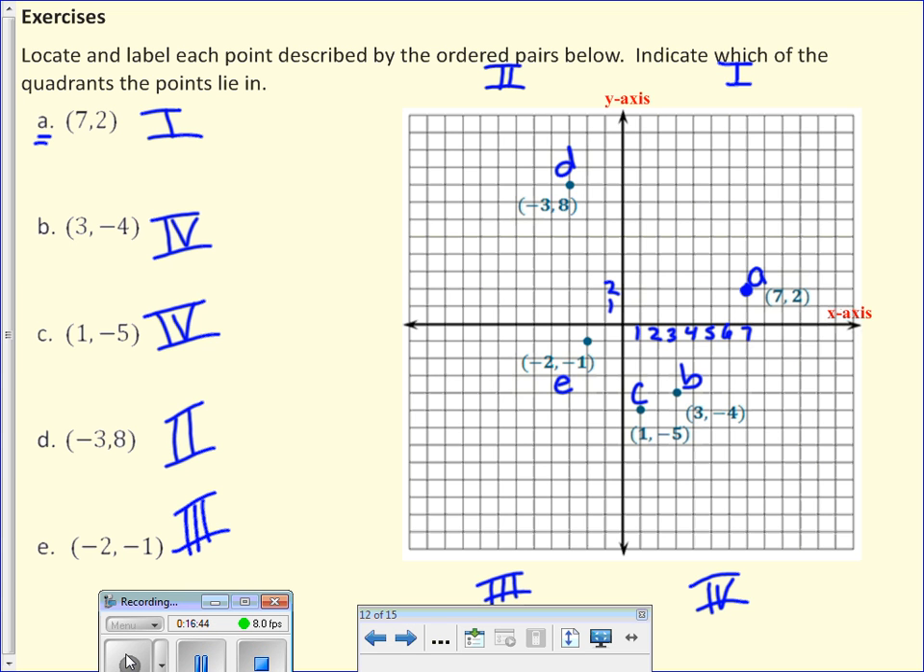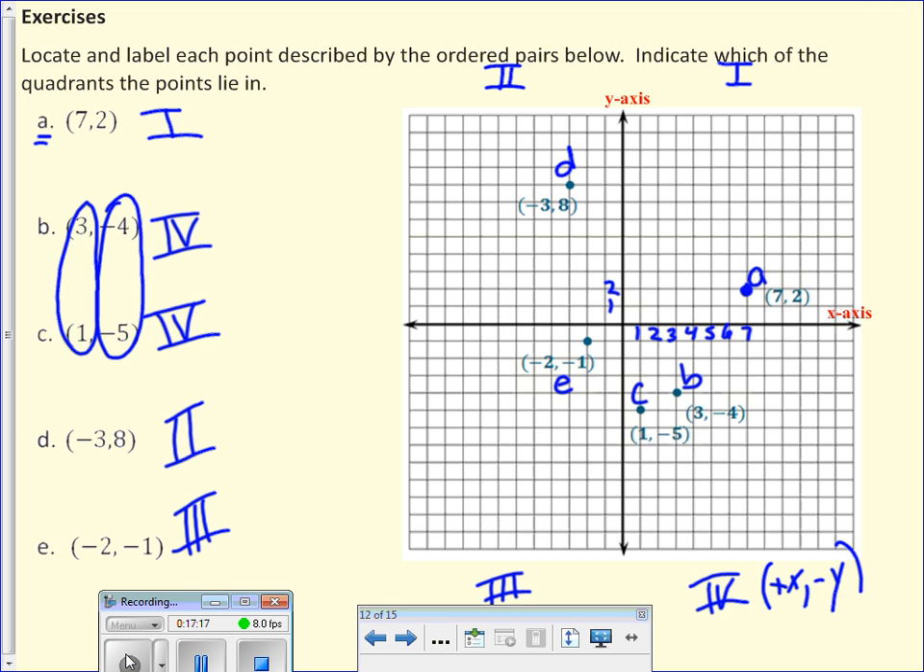So since B and C are in the same quadrant, what do you notice the x coordinates have in common? What do you notice the y coordinates have in common? Look at the x's. Look at the y's. They're both in the same quadrant. Right, so when we're in quadrant 4, we're always going to have a positive x and a negative y. That's the rule for quadrant 4.